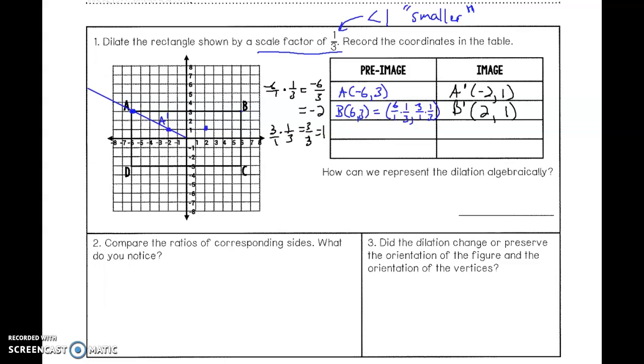So C right here is (6, -3). Okay, so doing the same math, 6 over 1 times 1/3. Well, we already know that answer. Sorry, I'm squeezing this in. And then -3 over 1 times 1/3. C prime is going to be at 2, and then -3 times 1 is -3 over 3, so -1.